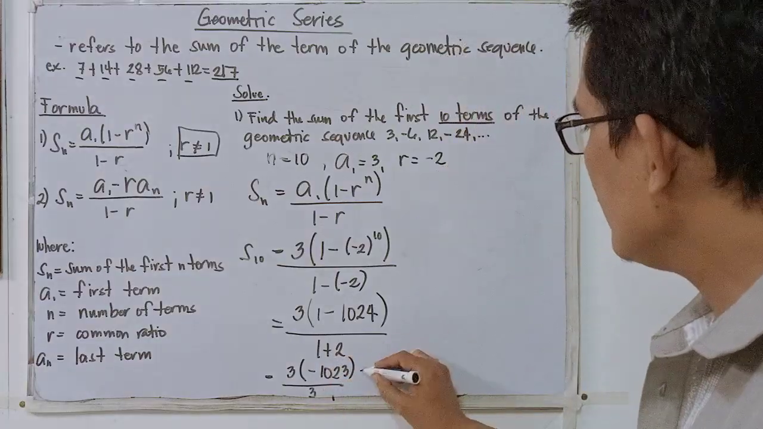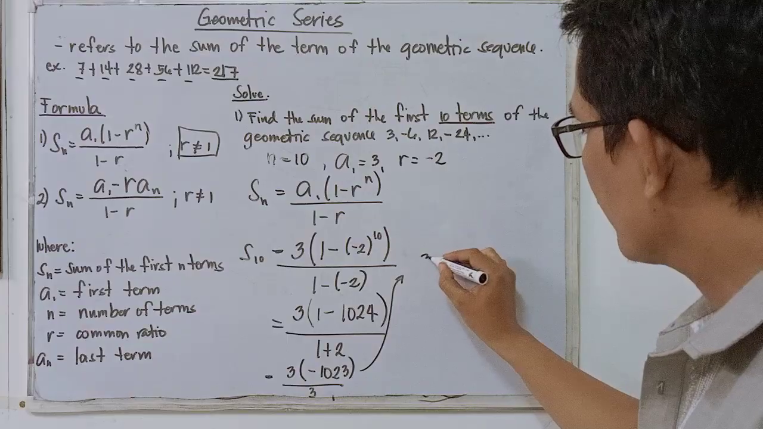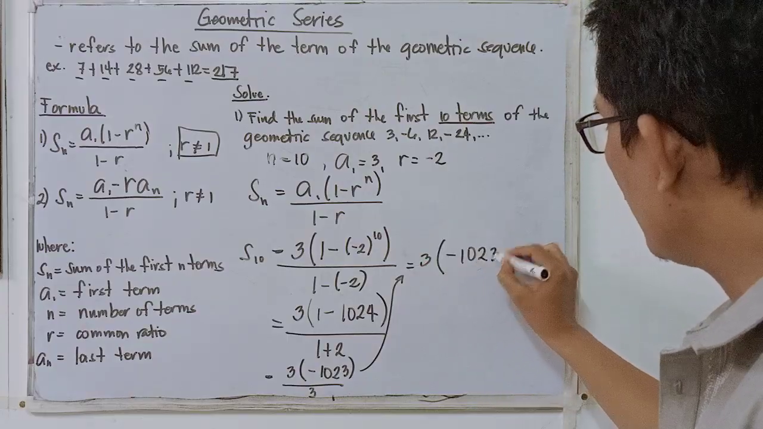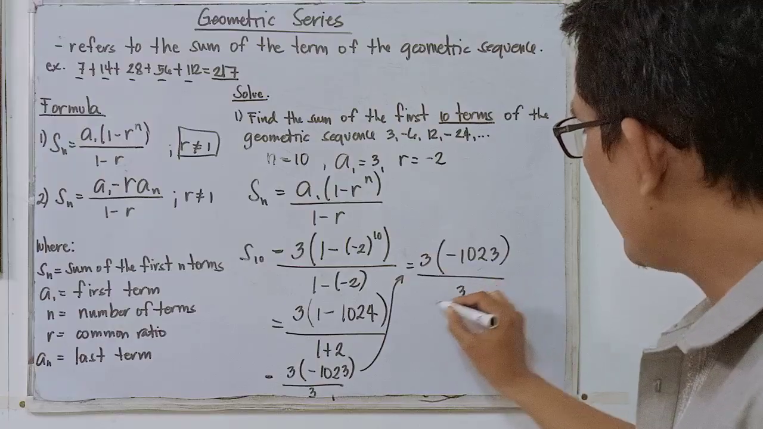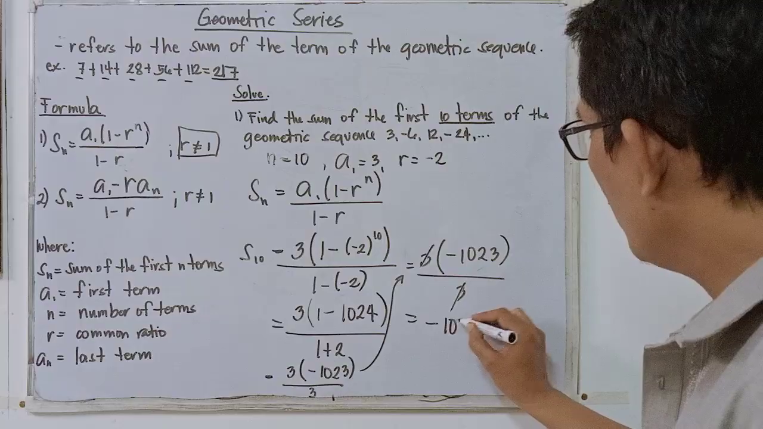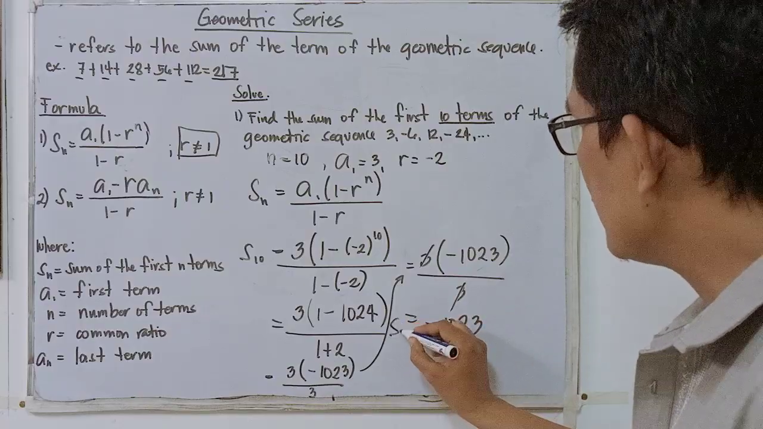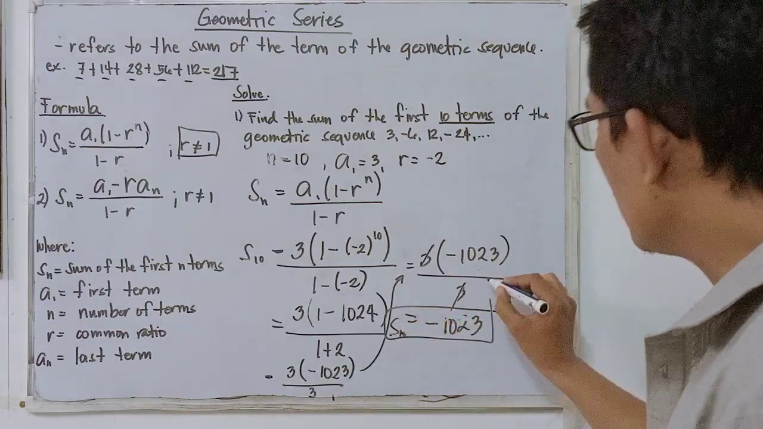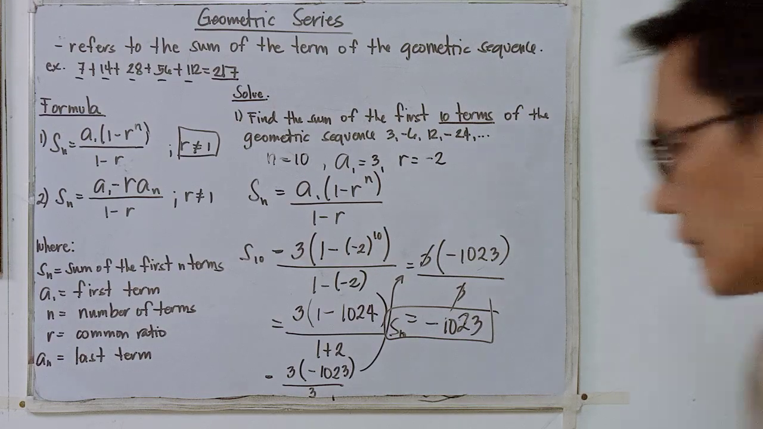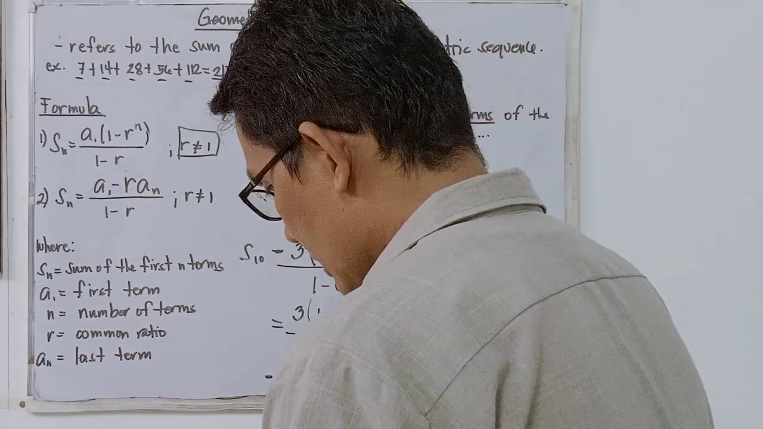Then this will become 3 times negative 1023 all over 3. And this will be cancelled out, so therefore what is left is negative 1023, and the sum of 10 terms is negative 1023. So that is how we're going to solve using our formulas. Okay? How about if we have this one?